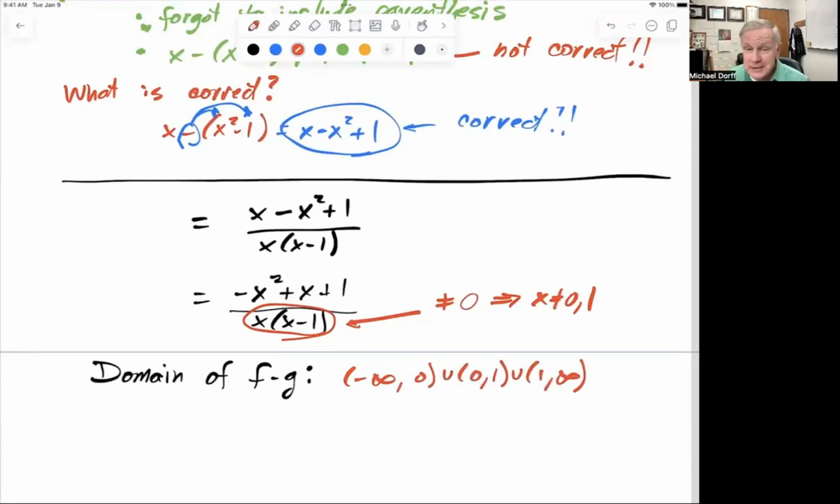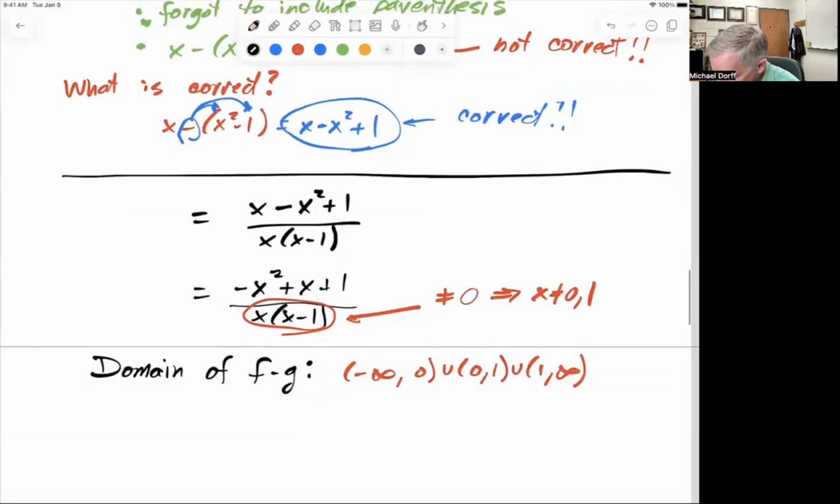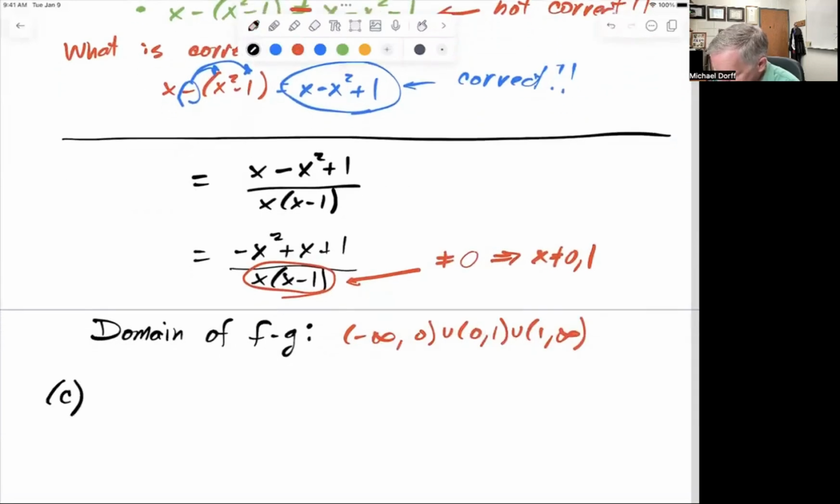And again, this is just like what we had for f plus g, which was the same as the combination of f with g, those two domains. Let's go to part C. Part C is what is f times g?